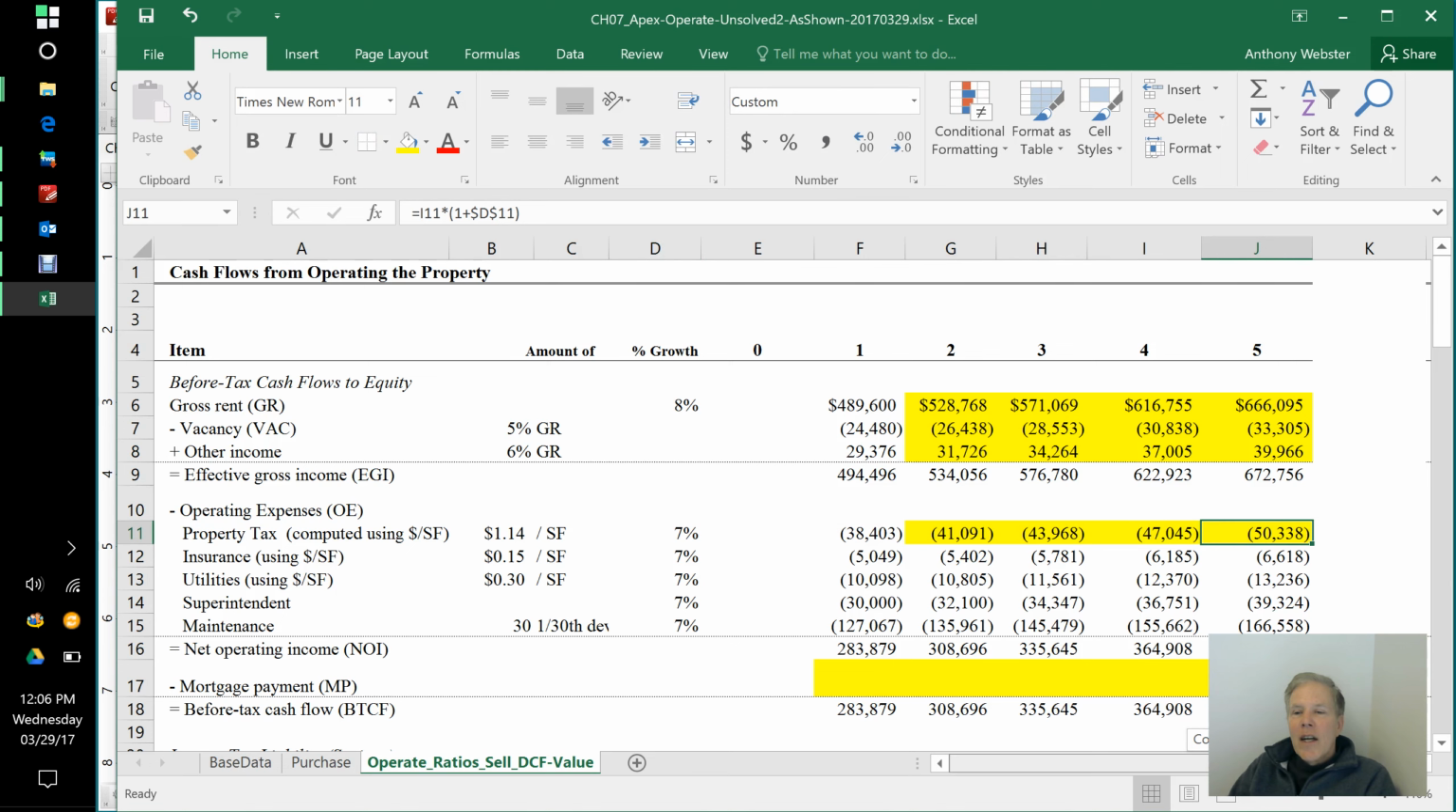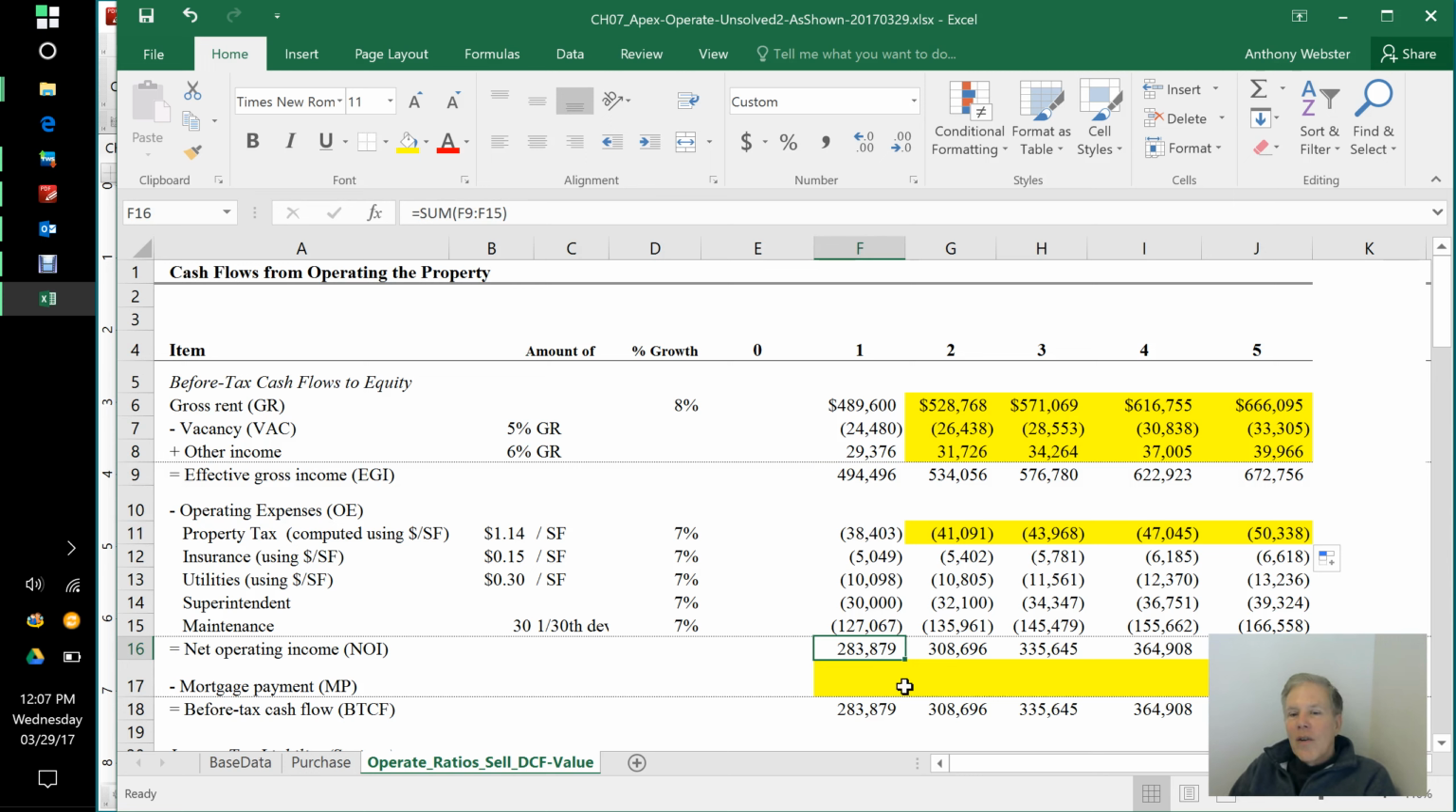So I do that, and once again, I go ahead and cheat. Okay, number looks good to me. And let's compute one more. Okay, so we get all these expenses, and we subtract all of these expenses from the EGI, and that gives us our NOI. But I want to get to before tax cash flows.